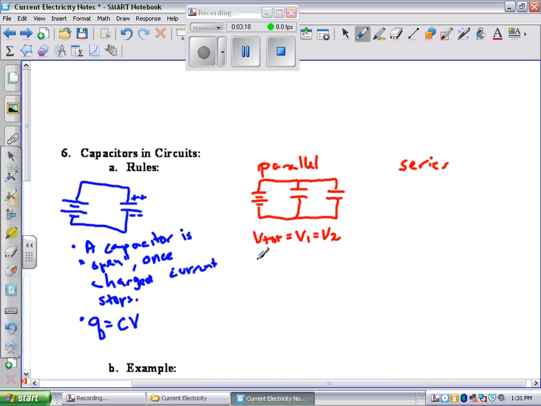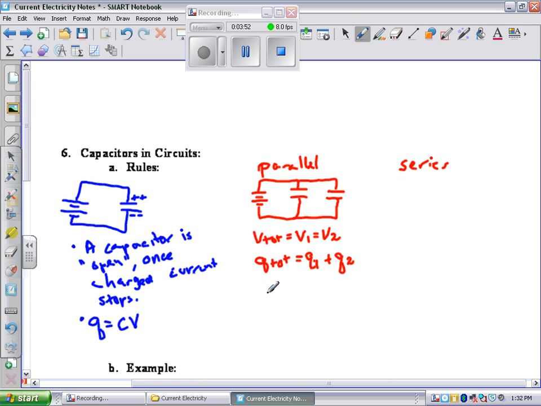The charge rule is going to look like this, Q total. Whatever charge leaks off of this negative side, some of it's going to get deposited on this first capacitor, and some of it's going to get deposited on the second capacitor. So those two are going to add up to the total. So Q total equals Q1 plus Q2.